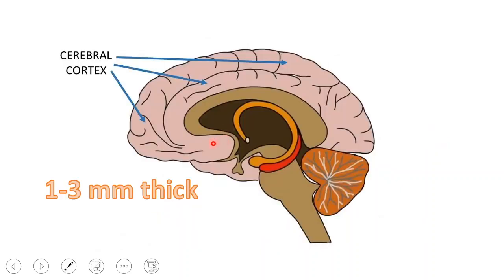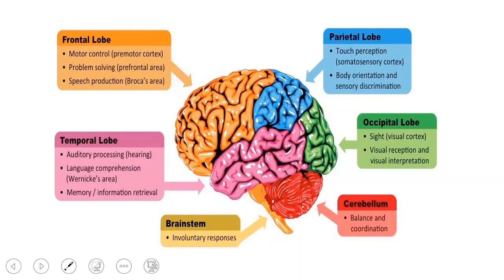The cerebral cortex is the outer layer of the brain. It's organized into two hemispheres and is composed of the four lobes. This cerebral cortex is 1 to 3 millimeters thick. It is made up of gray matter, where the cell bodies of neurons are. Underneath the cerebral cortex we have the white matter. In the white matter you will find the axons; it's the brain medulla.